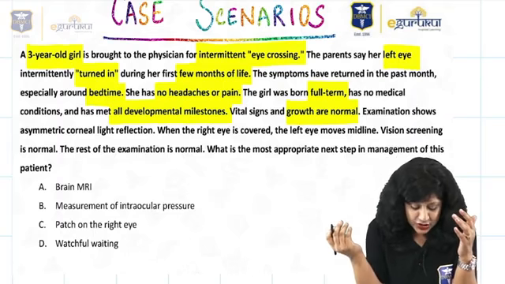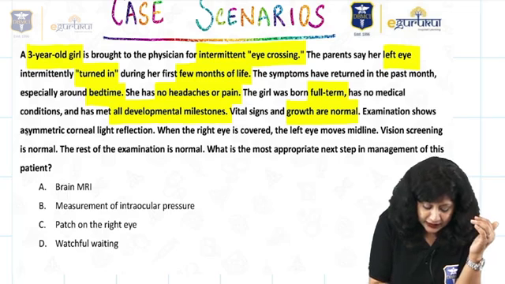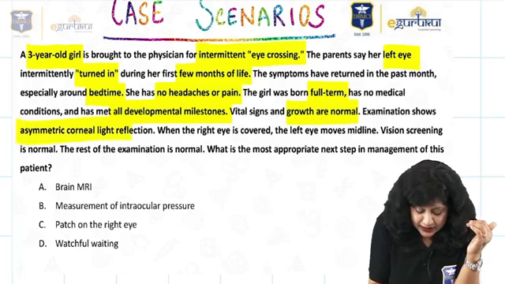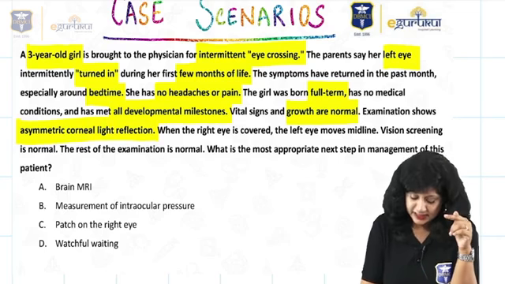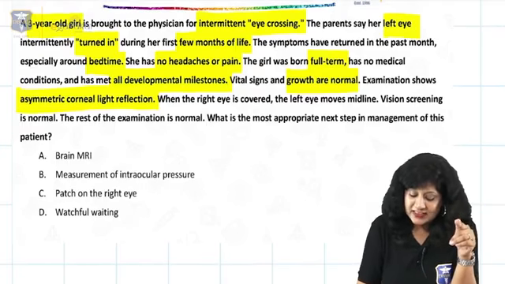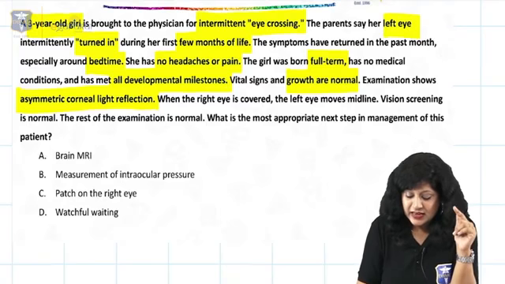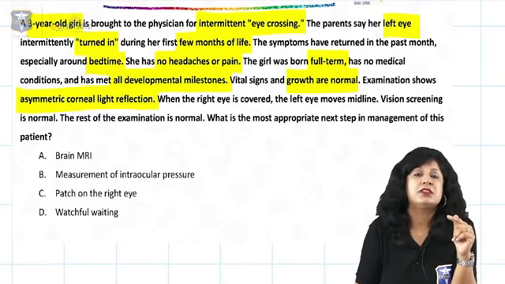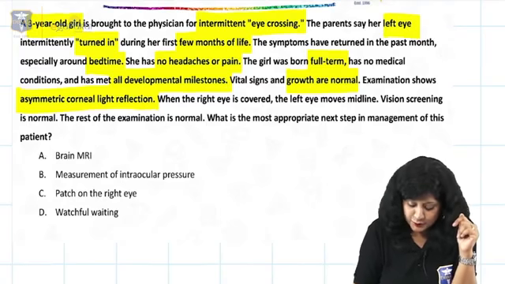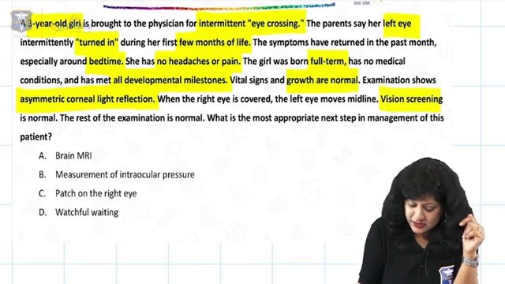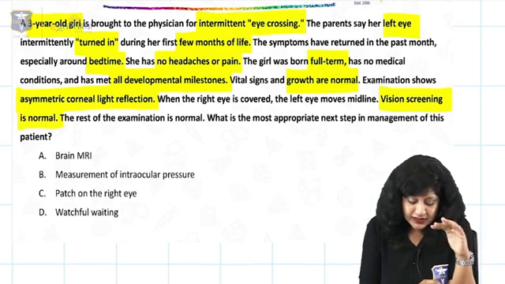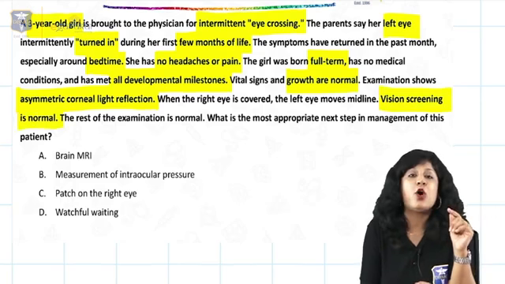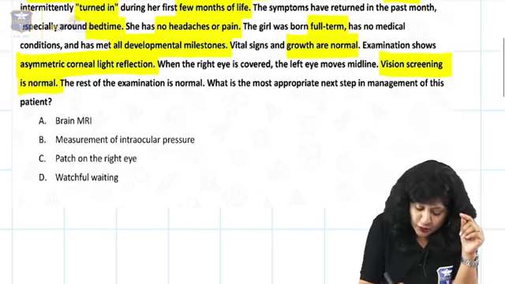Now the examination is showing a very important thing, that is the asymmetric corneal light reflection. What do you mean by this? I'll tell you. When the right eye is covered, the left eye moves to the midline. Vision screening is normal, so visual acuity is normal, but there is asymmetric corneal reflection. Now what do you mean by this?